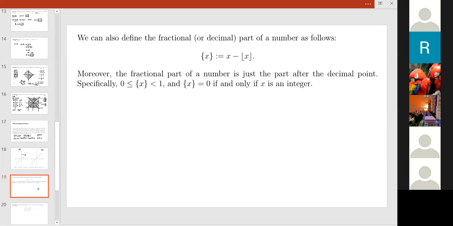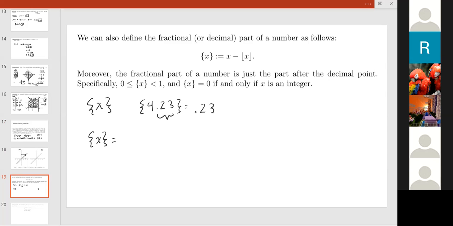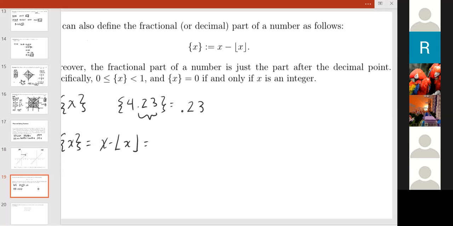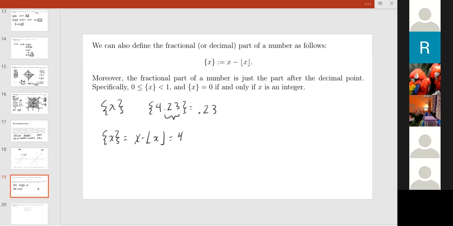We also have another function, which is the fractional or decimal part of a number. For example, for 4.23, that's just going to be this decimal part, which is 0.23. So this is equal to x minus the floor of x. For 4.23, the floor is just 4, so that's basically this part, which results in 0.23.